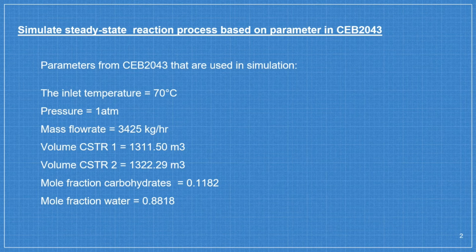Secondly, we are required to simulate the steady-state reaction process based on the parameters from the CEB 2043 subject. The parameters that we use from the Reaction Engineering 1 subject are: first, the inlet temperature is 70 degrees Celsius, the pressure is 1 atm, the mass flow rate is 3425 kg per hour, the volume for CSTR1 is 1311.50 m³, the volume for CSTR2 is 1322.29 m³, the mole fraction of carbohydrates is 0.1182, and lastly, the mole fraction of water is 0.8818.